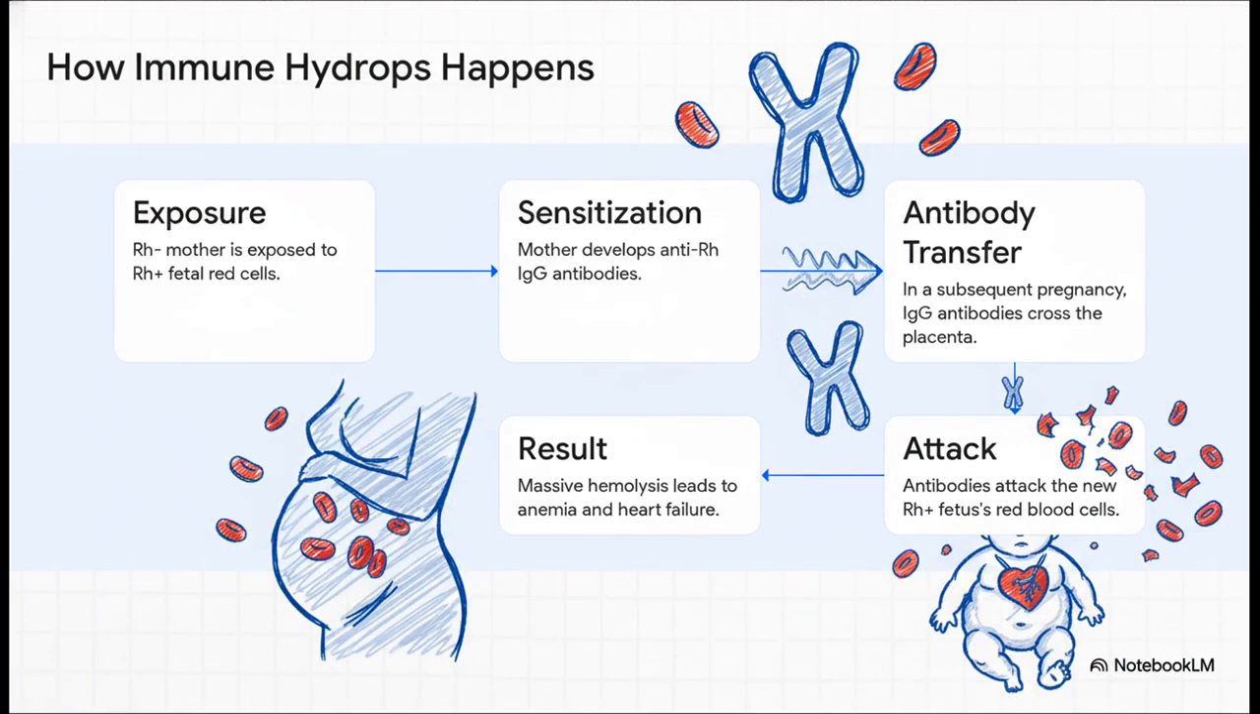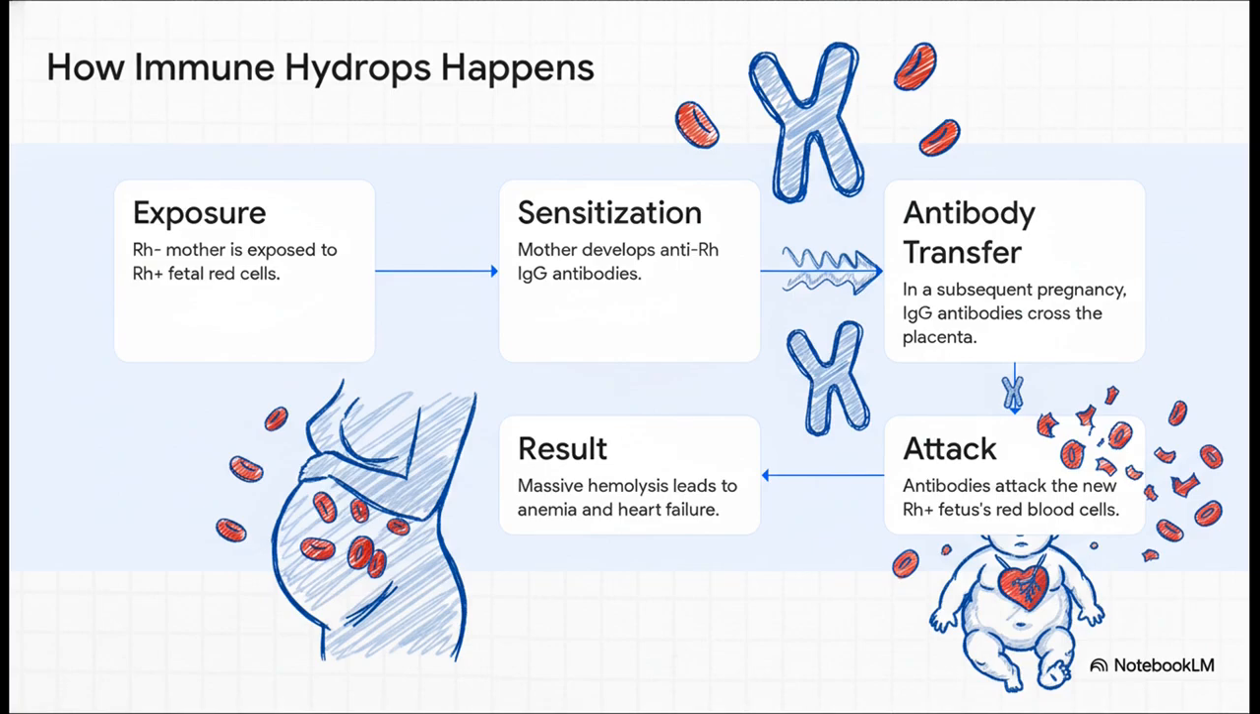The classic cause, the one you must know, is immune hydrops, which is usually caused by Rh incompatibility between mother and baby. So let's follow the steps. An Rh-negative mother is carrying her first Rh-positive baby. During delivery, some of the baby's blood can mix with hers. This sensitizes her immune system, and she starts making anti-Rh antibodies.